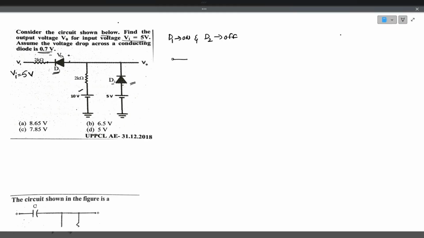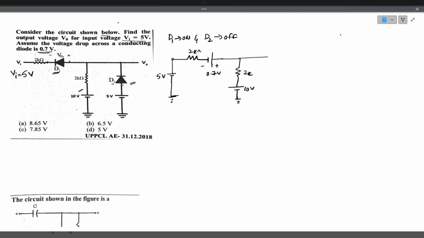With this assumption, if you redraw the circuit, 2 kilo ohms and diode D1, which is assumed to be on state. So we'll replace this diode with a 0.7 volt drop. The voltage drop across the diode is 0.7 volts. This is D1, 2 kilo ohms and 10 volts. And here the input is given as 5 volts.